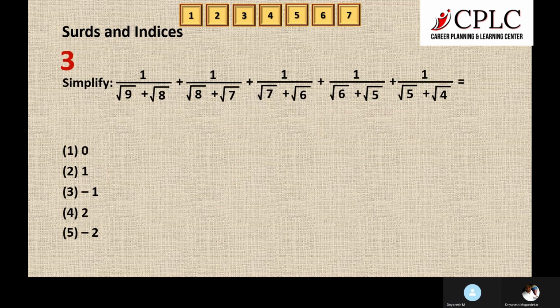Third one, simplify the following expression. Now don't get scared with this. Just consider the first number and we'll use rationalization. Rationalization is multiplying both the numerator and denominator with the conjugate. So the conjugate of root 9 plus root 8 will be root 9 minus root 8.